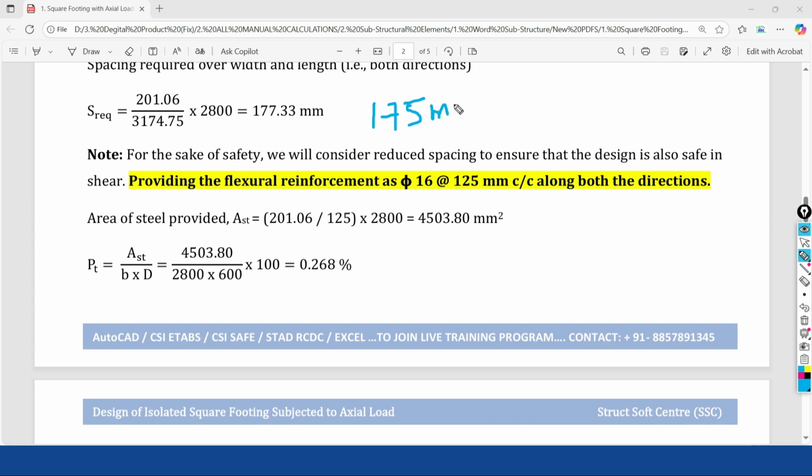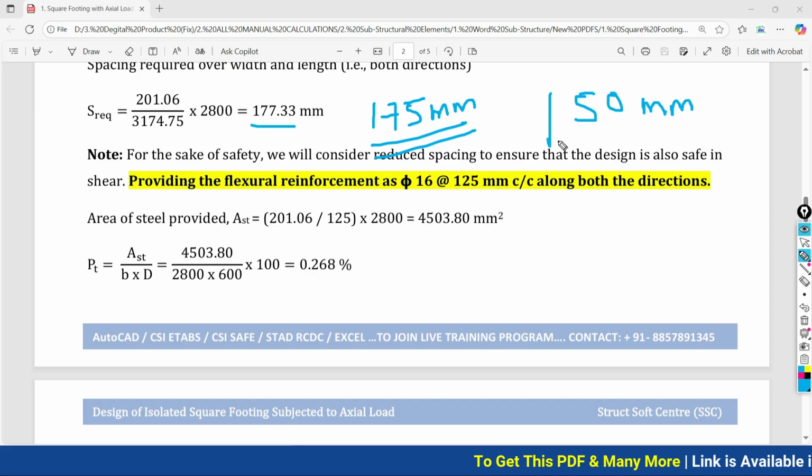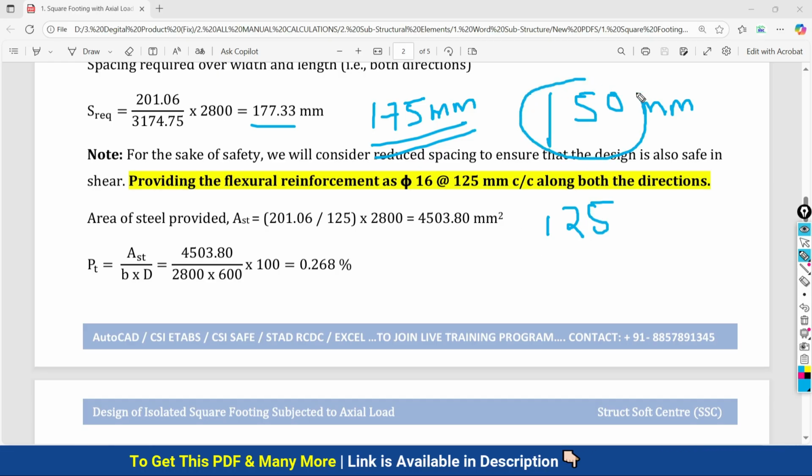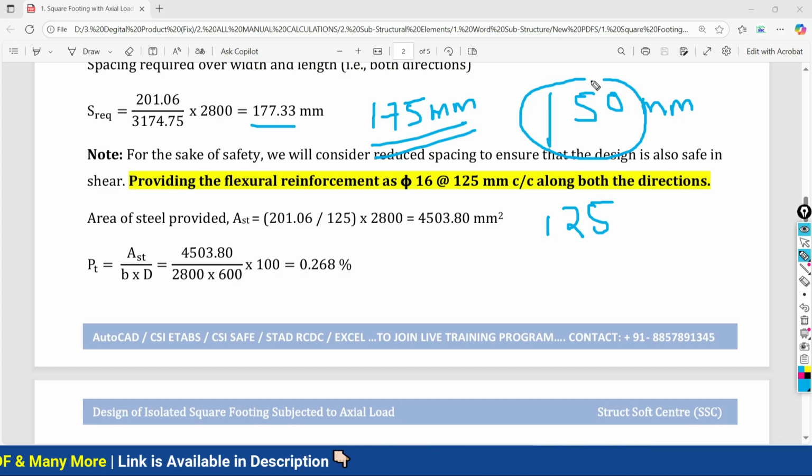So this 175 mm is safe for the flexure, and you can take 150 mm, that will also be okay, and you can take 125, that will also be okay. But if you are going to take 150 mm, that may be very critical or may be unsafe for shear. You can do this trial on your own. I am not going to do it here.